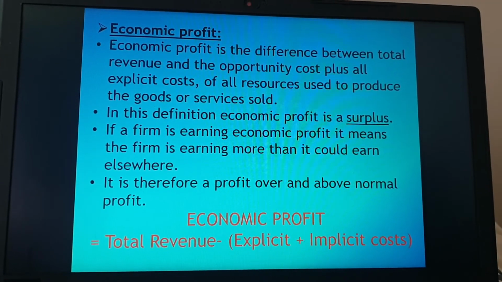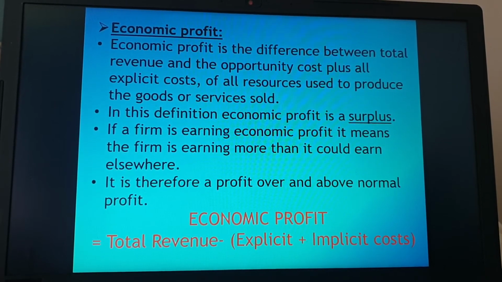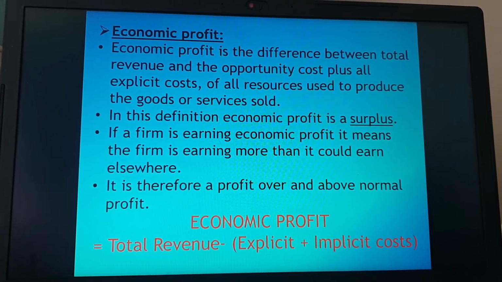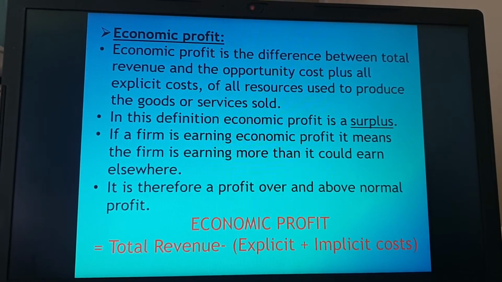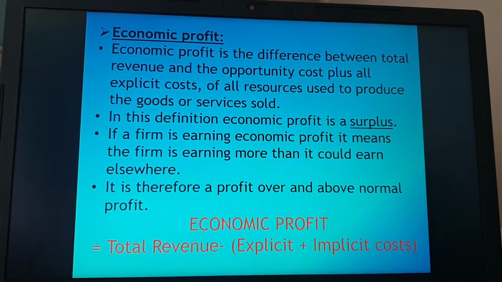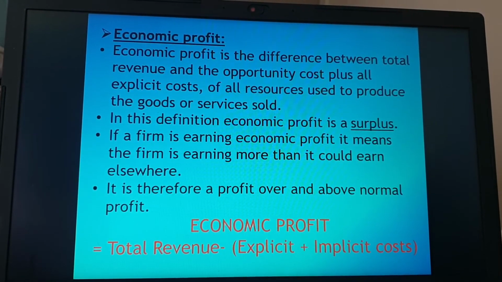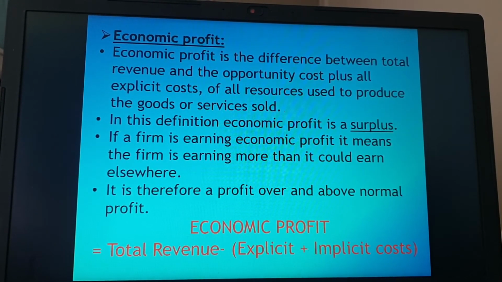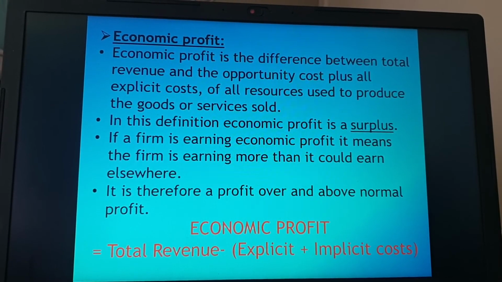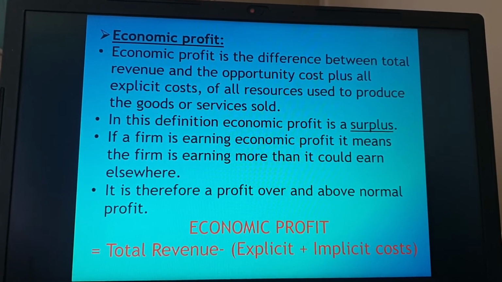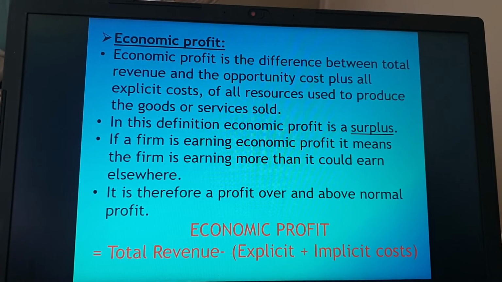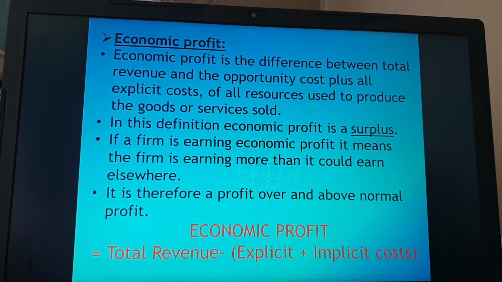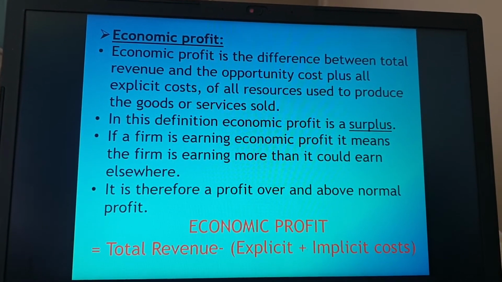Economic profit is the difference between total revenue and the opportunity cost plus all explicit costs of all resources used to produce the goods and services sold. In this definition, economic profit is a surplus. Surplus means extra. If a firm is earning economic profit, it means the firm is earning more than what it would have earned elsewhere. Okay, we also learned about this concept when we did the natural resources factor of production. It is therefore a profit over and above normal profit.